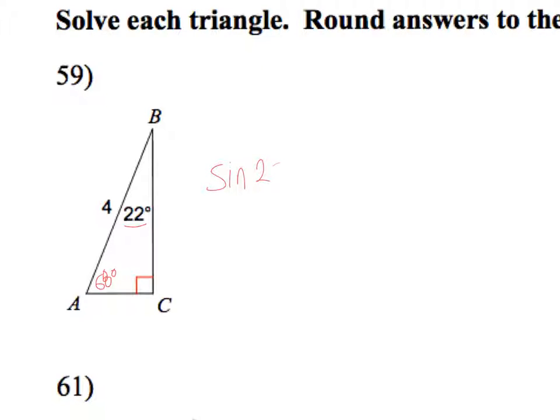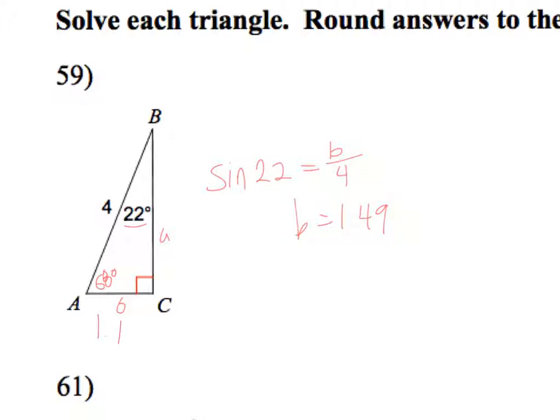sine of 22 is equal to my opposite, b, over hypotenuse 4. Again, making sure my calculator is in degrees, not radians, so 4 times sine 22, and I get 1.49.